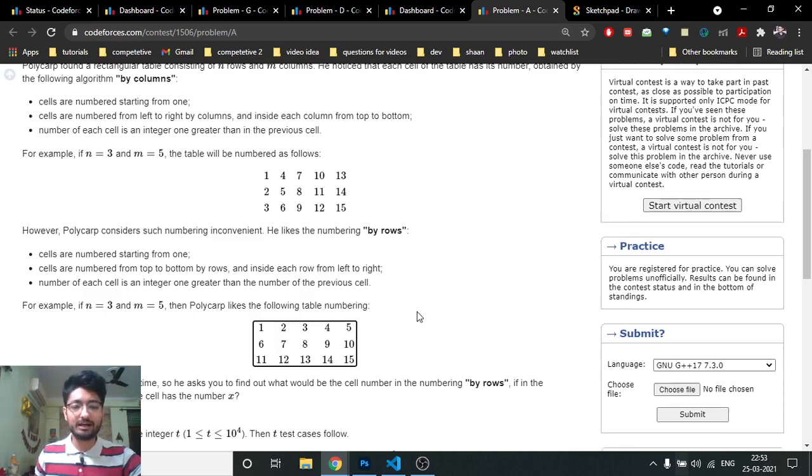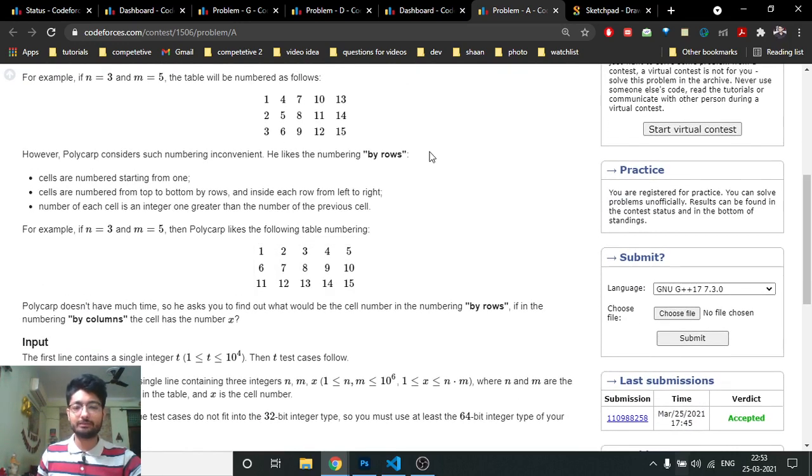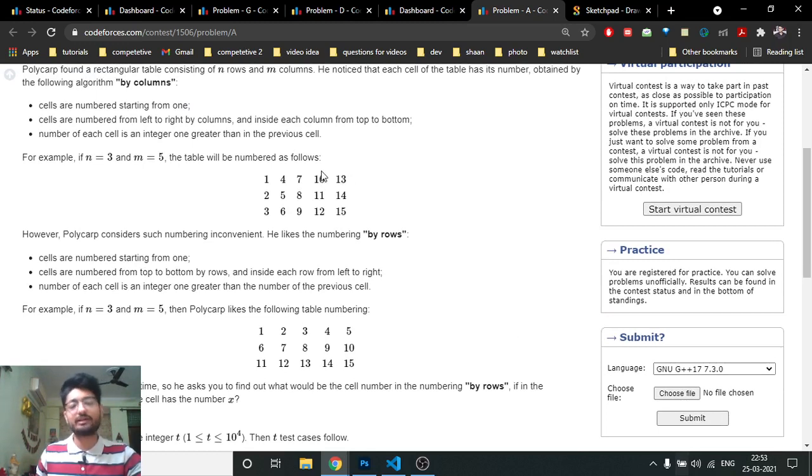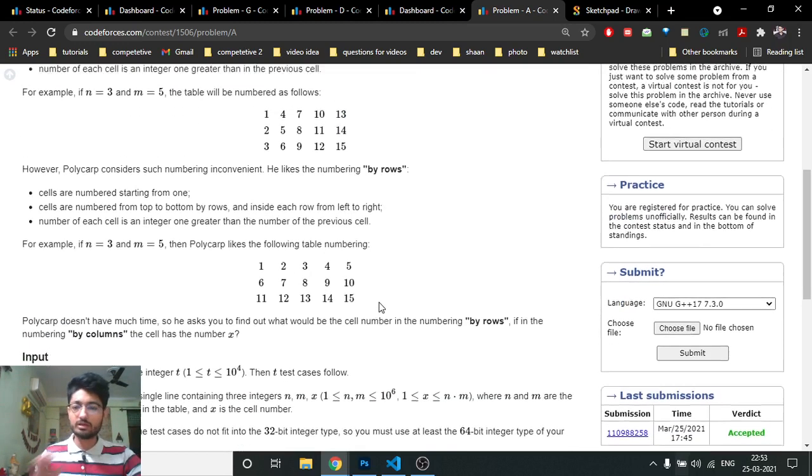Now the problem asks that, given the dimensions of the table and also a number, which means they give you 11, you have to tell what the position is. As you can see, 11 is on this position. What will be the number on the same position in the row-wise table? Say there is some number 13 in the column-wise table. Now you have to find out what number exists at the same position in the row-wise table. I hope you understand the problem statement.